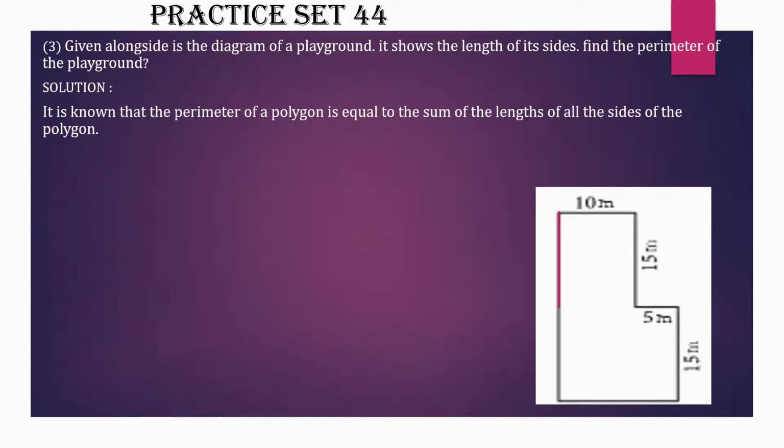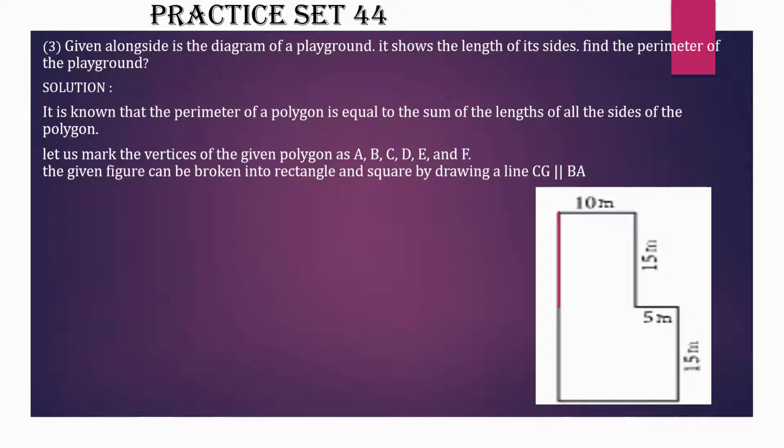Solution. It is known that the perimeter of a polygon is equal to the sum of the lengths of all the sides of the polygon. Let us mark the vertices of the given polygon as A, B, C, D, E, F and G. The given figure can be broken into a rectangle and a square by drawing a line CG parallel to BA.